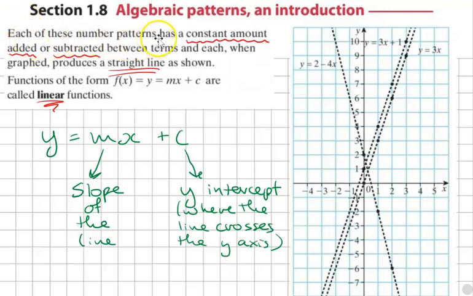Each of these number patterns has a constant amount added or subtracted between terms, and each, when graphed, produces a straight line as shown. Functions of the form f(x) = y = mx + c are called linear functions. So you should recognize this from coordinate geometry. So y = mx + c is the equation for a straight line, where m is the slope of the line, and the c is the y-intercept. It's where the line crosses the y-axis.